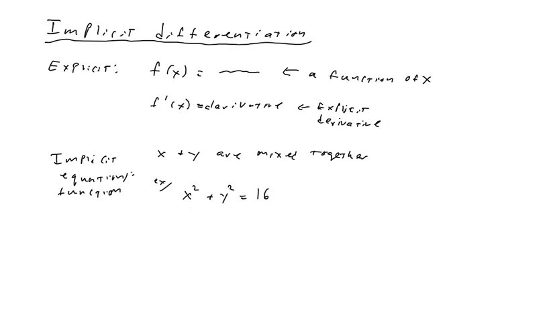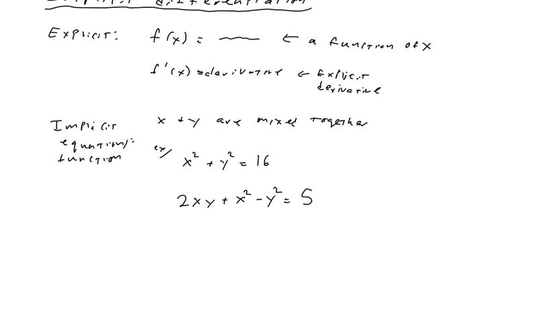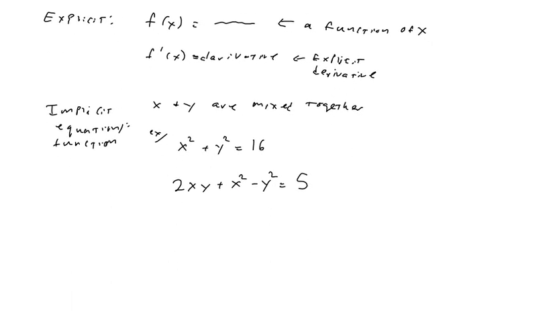Or you can have something like 2xy plus x squared minus y squared equals 5. This is an implicit function. It's not a direct function. It's not an explicit, right? Explicit where it's like a y equals x equation. This is now a little bit more complicated, a sort of strangely wiggly graph. This is some more complex equation here. And we call those kinds of equations implicit functions.